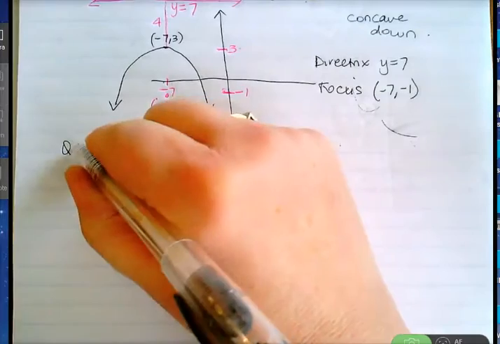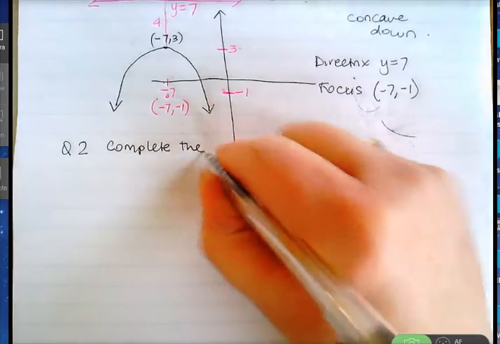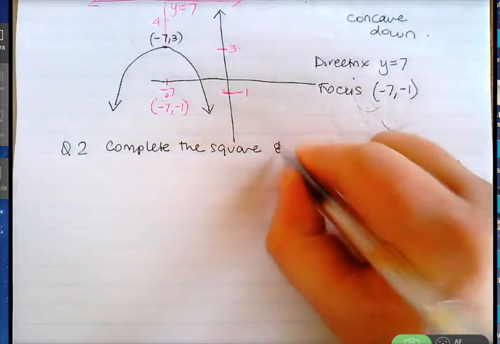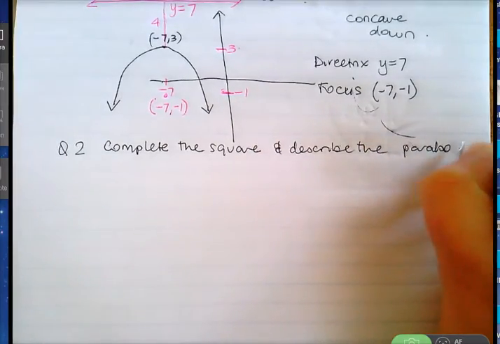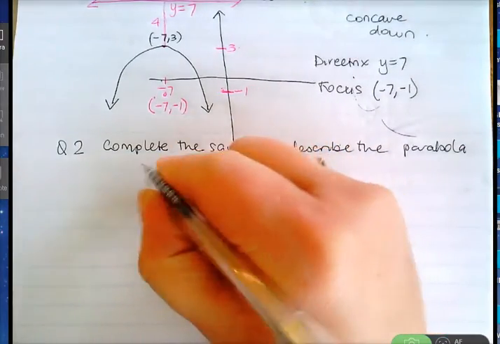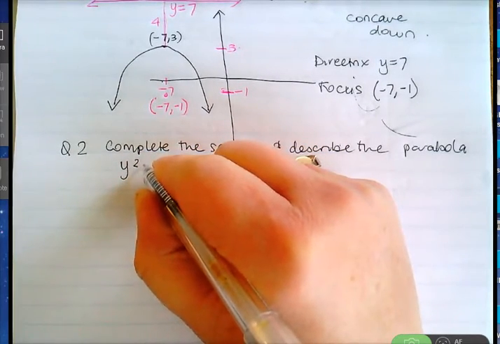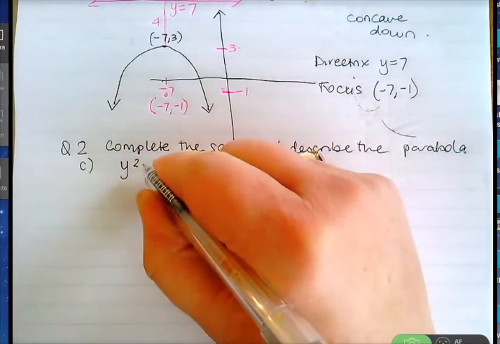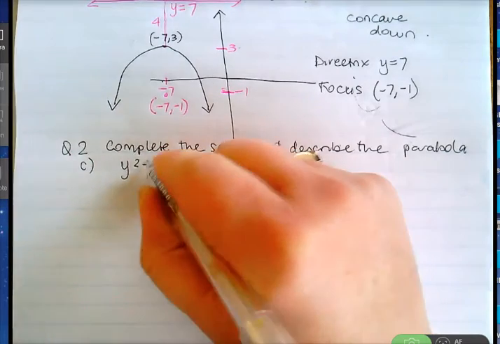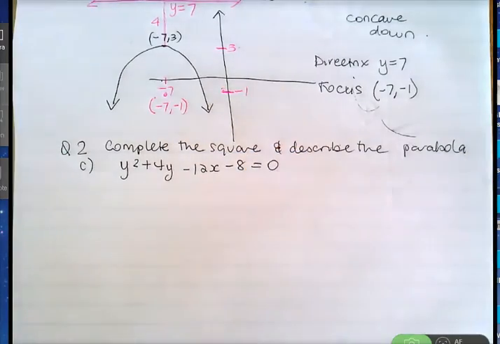All right, question 2. You're going to complete the square and then write down everything else. Complete the square and describe the parabola. Let's do y squared. Question 2C. Y squared plus 4y minus 12x minus 8 equals 0. Okay, what type? All right, let's have a look.